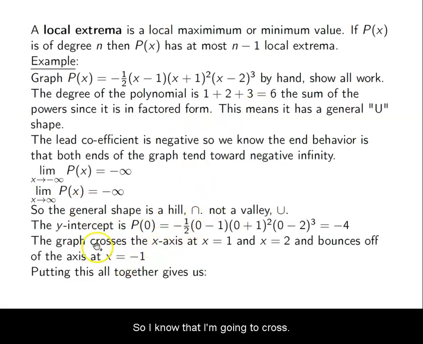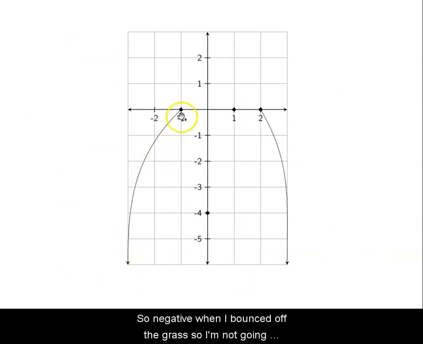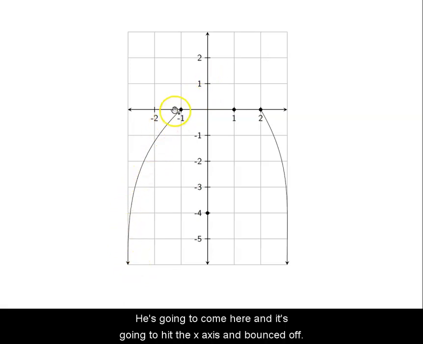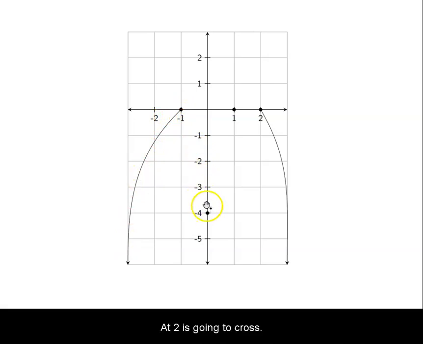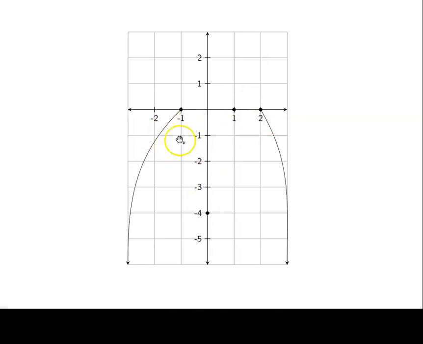So I know that I'm going to cross the graph at 1 and 2, but I bounce off the graph at -1. So at -1, I bounce off the graph, so I'm not going to cross. It's not going to go up. It's going to come here, hit the x-axis, bounce off and come to -4. At 2, it's going to cross, and then at 1, it's going to cross again. So I know that I have to go up and I have to go down. I know that this bounces off and comes here, so it's going to come around this way.